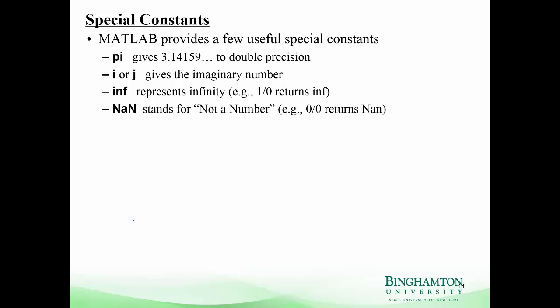There are a few special constants that MATLAB provides to you. Probably the most important one is pi. It gives you pi, notice I say, to double precision. So remember, that's to a degree of 2 to the minus 52. You can also represent the imaginary number with either the variable i or j. Electrical and computer engineers like to use j.